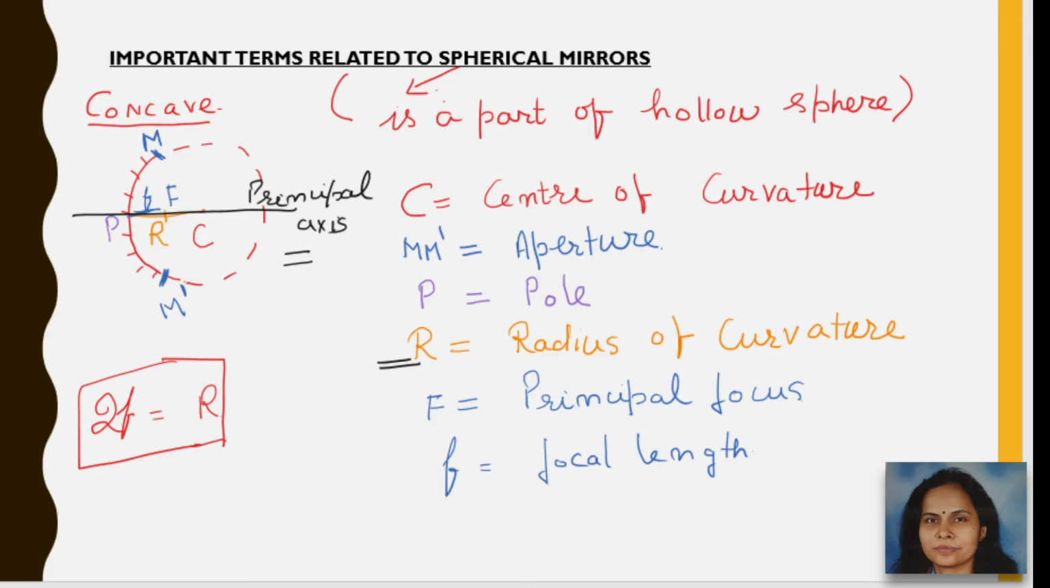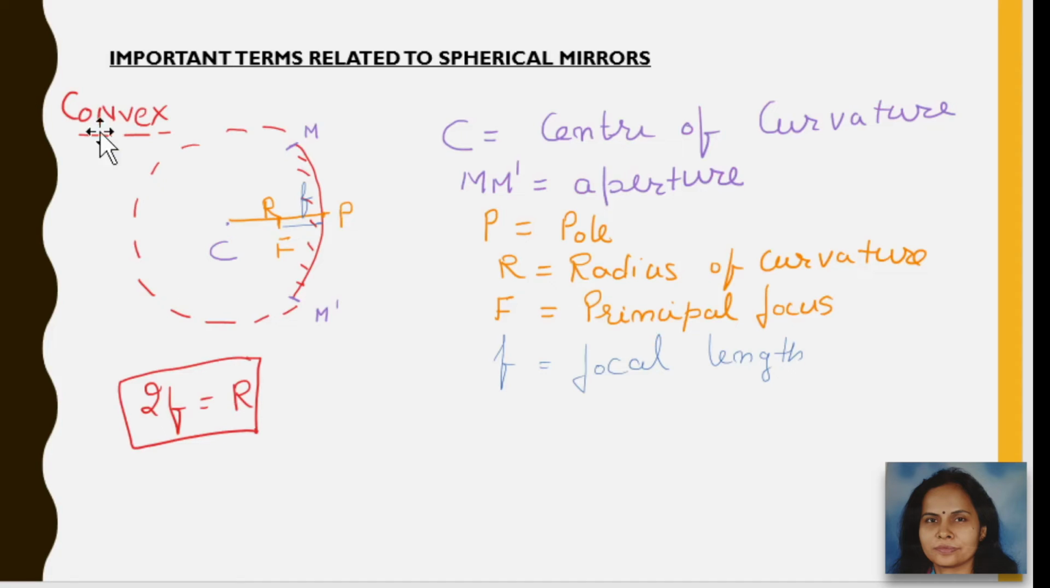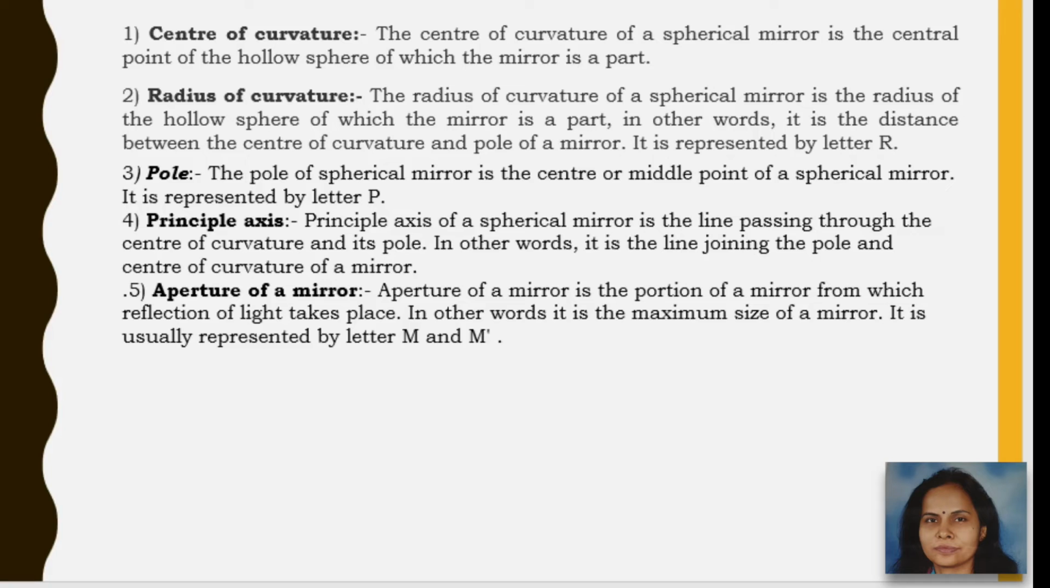So similarly, we can draw the principal axis in the case of a convex mirror also. So the line joining P and C is known as the principal axis, right? So here, this is the principal axis, right? So these are the important terms and the definitions.